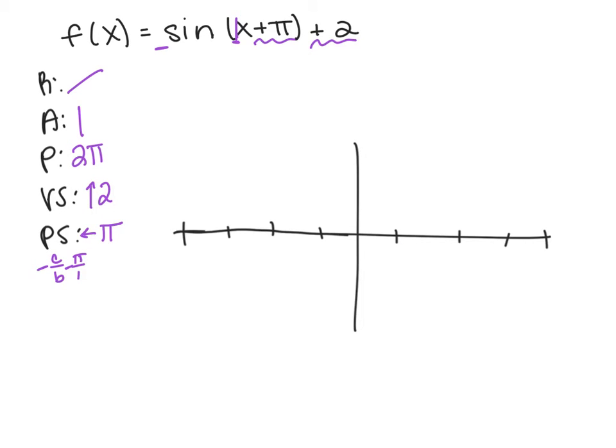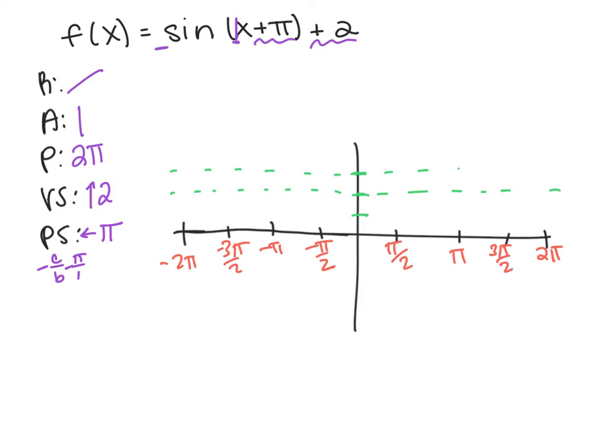So now it's just a matter of putting our graph together. Our period was 2 pi, so these labels will be the same as the one on the previous slide. Again, same right and left. Here, vertical shift is up 2, so that means our new middle of the graph is up at 2. From there, amplitude is 1, so the top of the graph is going to be 1 above 2, which is 3. The bottom of our graph will be 1 below 2, which is 1.